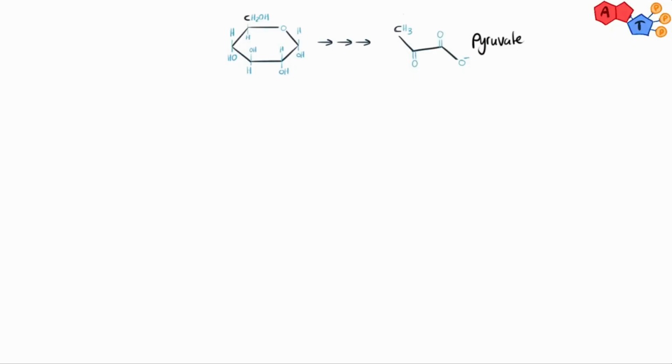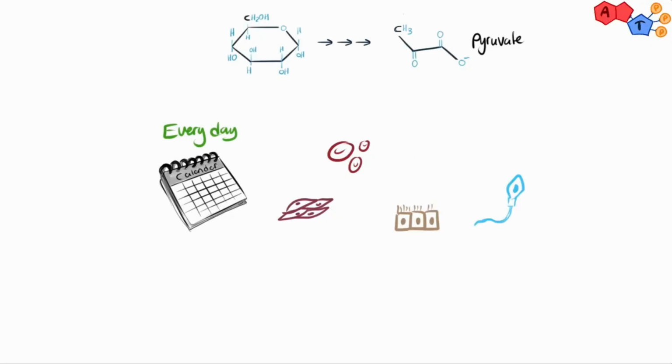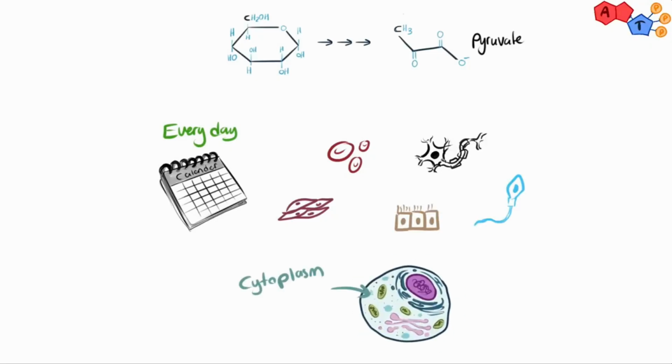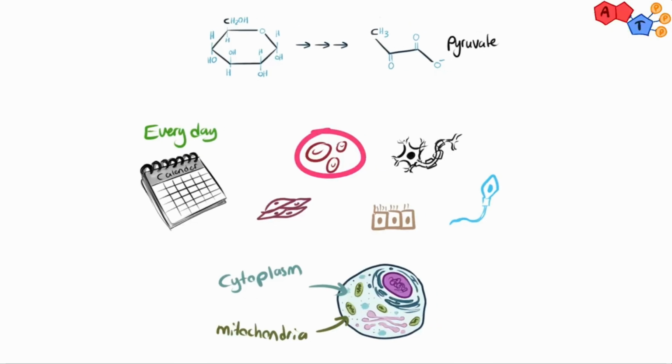This process happens every day in all of our cells' cytoplasm, while the other two stages of cellular respiration, as we'll see in future videos, take place in the cell's mitochondria. So, cells without mitochondria, such as red blood cells, rely solely on glycolysis to produce energy.